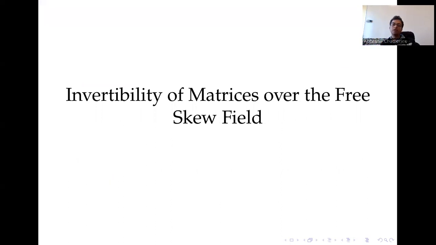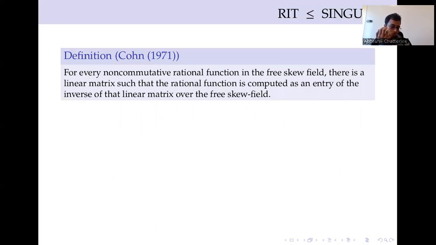Now let us move to invertibility of matrices over the free skew field, and let us first go over its relation with the RIT problem that we are discussing. As we have said, the rational function can be defined in different ways. We have seen the definition given by Amitsur. The second definition, given by Cohn, says that for every non-commutative rational function, there is a linear matrix, where each entry is like alpha 1 x1 plus alpha 2 x2. And if you compute its inverse over the free skew field, then that rational function is computed as one of the entries of the inverse of that linear matrix.